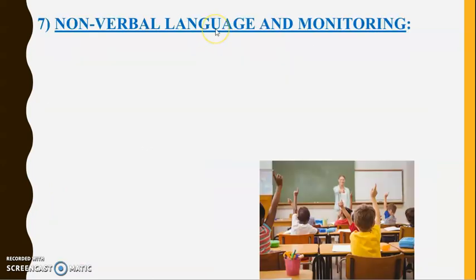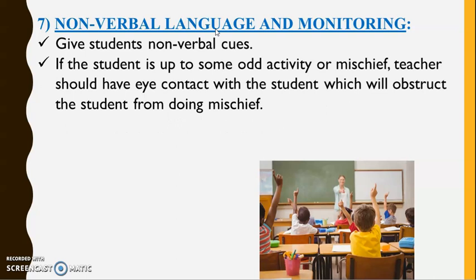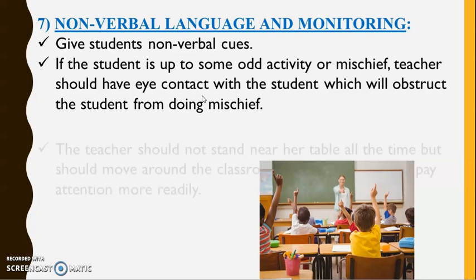Next one is nonverbal language and monitoring. You need to give students nonverbal cues. If the student is up to some odd activity or mischief, teachers should have eye contact with the student, which will obstruct the student from doing the mischief. So you can just handle the class by looking at them.